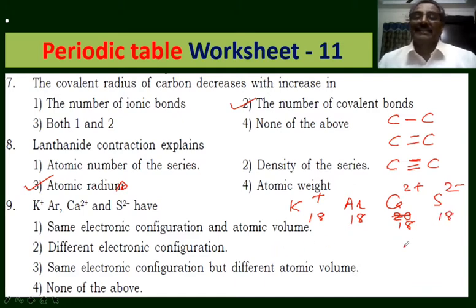Number of electrons is the same, but the nuclear charges are not the same, so atomic volumes are different. So the first option is not right. Different electronic configurations is also not right. Same electronic configuration but different atomic volumes is the right option. That is, the third option is the right option.